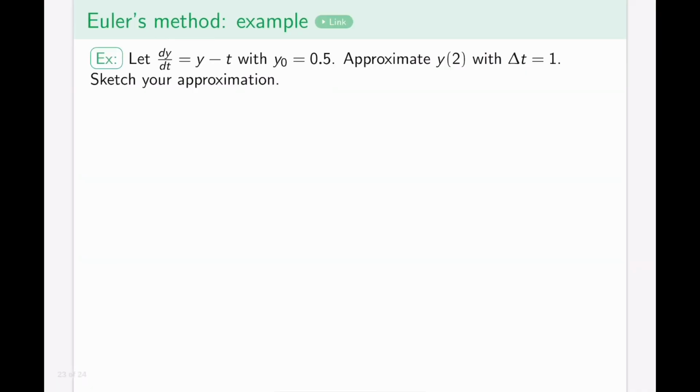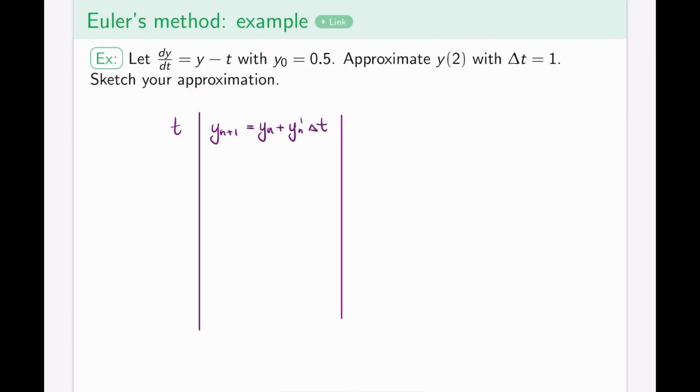So in this case, the differential equation involves both y and t. The initial condition is 0.5. I would like to approximate y of 2 with the step size of 1. So I am starting at 0. I would like to get to 2, but I would like to do so with a step size of 1, which means, same as the one before, I have to take 2 steps. So I'm going to record everything in a table with exactly the same construction as the previous time, just to keep track of all the necessary information in an organized, orderly fashion.